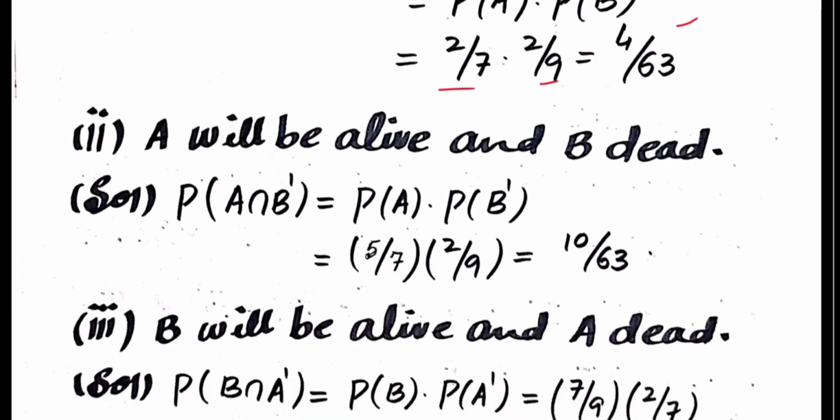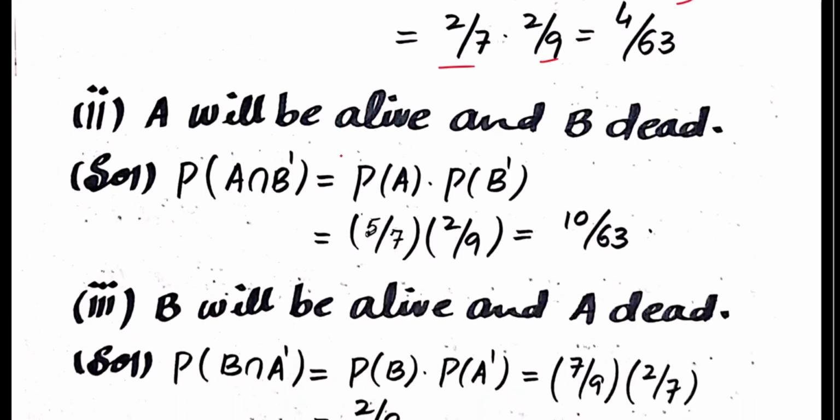A will be alive and B dead. Again, the events are independent because the life of A does not affect the life of B. Similarly, if A dies, then we cannot say B will die. So the probability of A alive and B dead is given by probability of A intersection B complement, that is probability of A into probability of B complement. Probability of A is 5 by 7, probability of B complement is 2 by 9, giving 10 by 63.